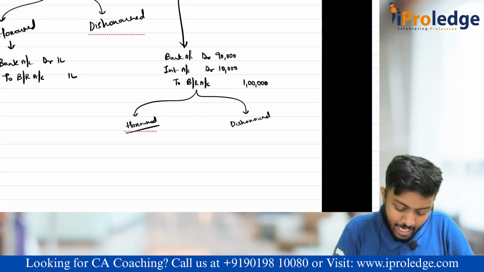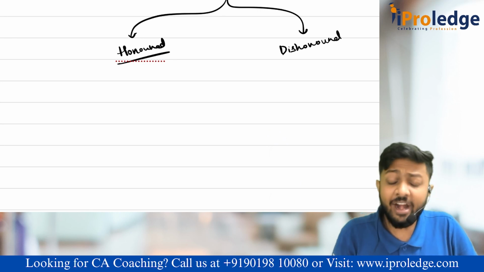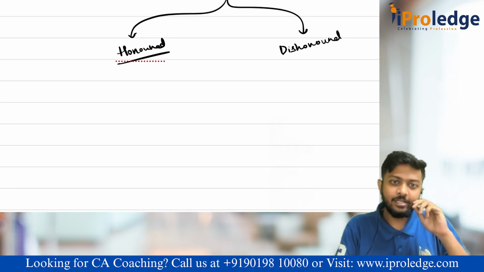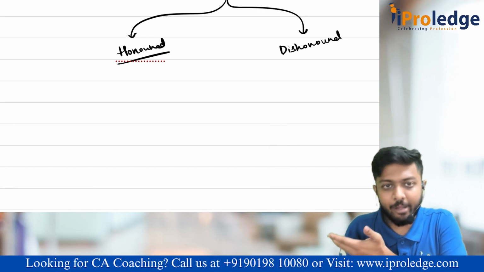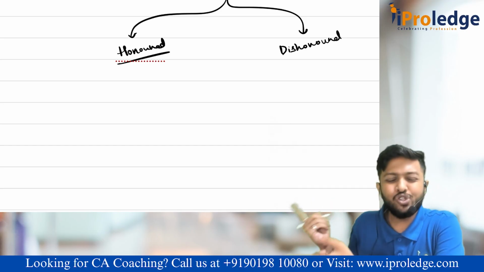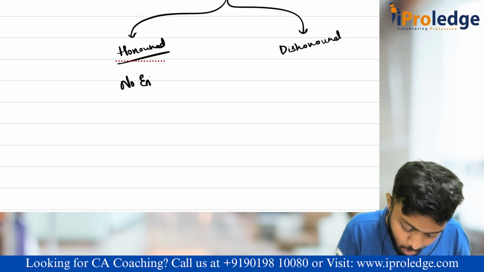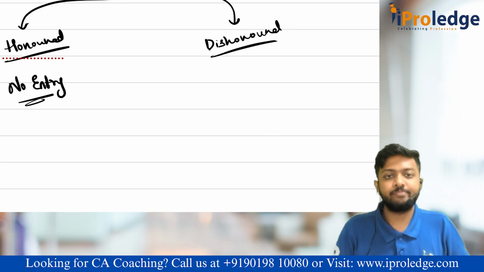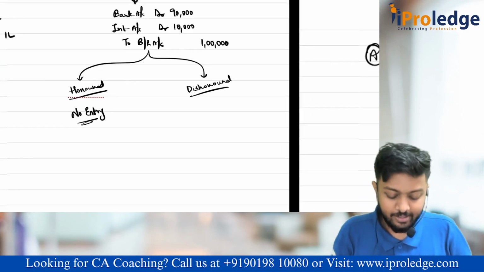Then what to do? Guys, if it is honored, that means if the drawee pays the bank, what is the entry that I will pass? Tell me. If my drawee is paying money to the bank, they are two different parties. The transaction is happening between those two people. Why will I record? No entry at all. Say suppose it is dishonored. We'll come to dishonor later.